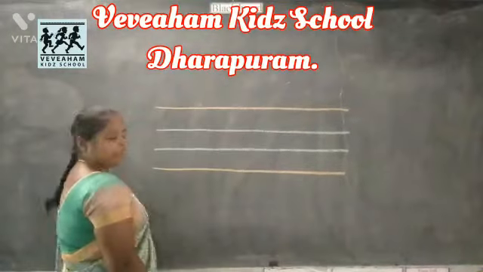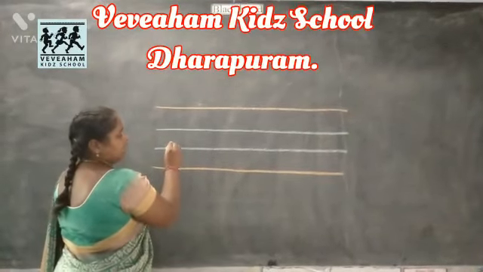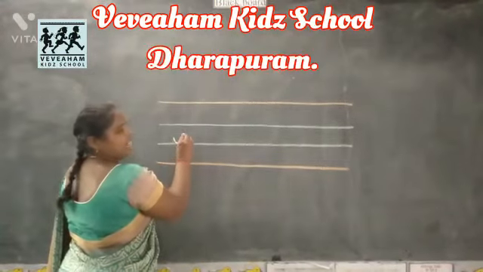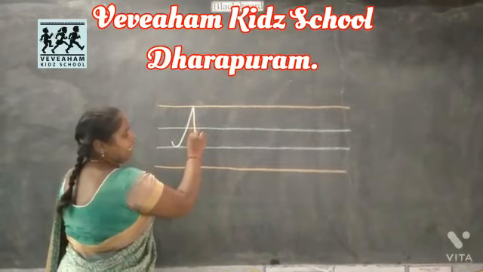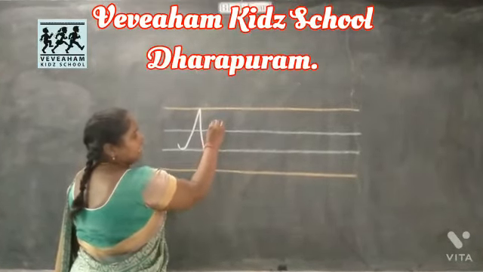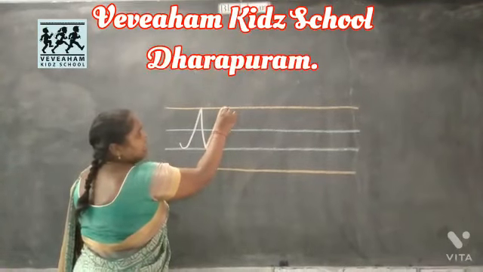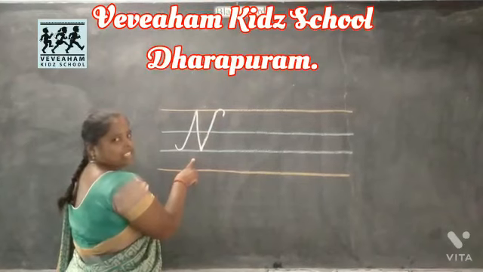Now we are going to learn how to write the running letter N. Wait, all of you. From the second middle line, we need to start a curve, then slanting line, come down with the slanting line up to the third line. Again, go up with the slanting line and a curve. Capital N. What's this? Capital N.